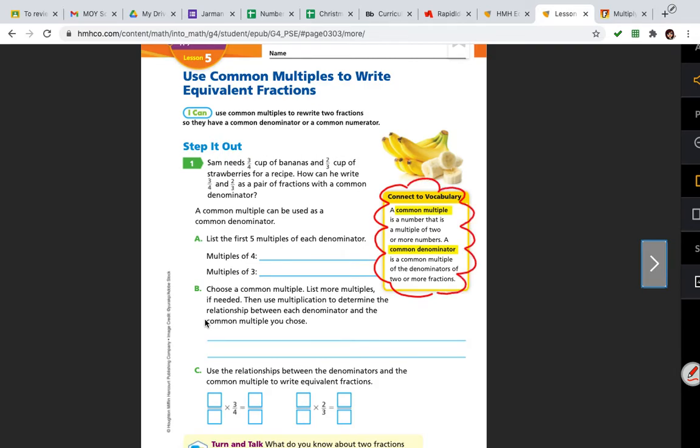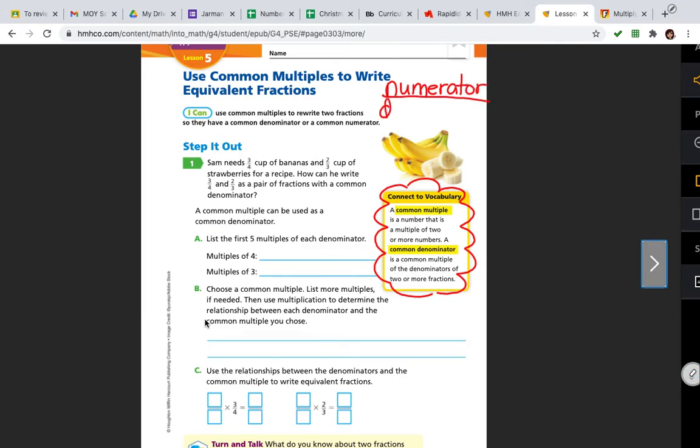A common multiple is a number that is a multiple of two or more numbers. And a common denominator is a common multiple of the denominators of two or more fractions. So let's review. The top number is the numerator. The numerator is on top, and the denominator is on the bottom.